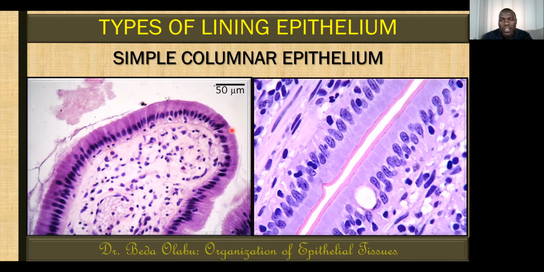So the images here are examples of simple columnar epithelium. One layer of tall cells. This is most likely the intestine, because you can see what we call the villi. Also here, simple columnar epithelium. You can see the cells there, this layer and that layer. There's a lumen there though.